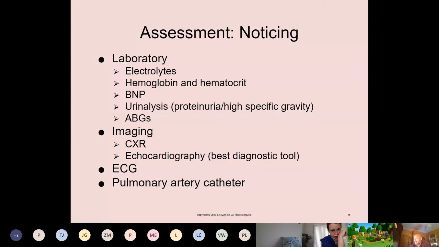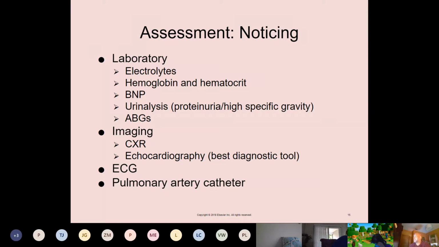All right, so these are the labs that you'll be looking at. You're looking at your electrolytes, your hemoglobin, hematocrit, your BNP. There's a urinalysis that you're looking at as well, your ABGs. Also imaging studies, such as a chest x-ray, echocardiogram, and a pulmonary artery catheter, which you don't really need to know about, but when you get in multi-systems, we'll kind of touch on it just a little so you'll seem intelligent when you take multi-systems.